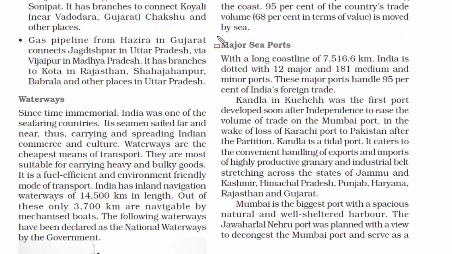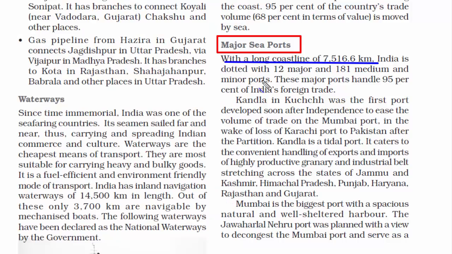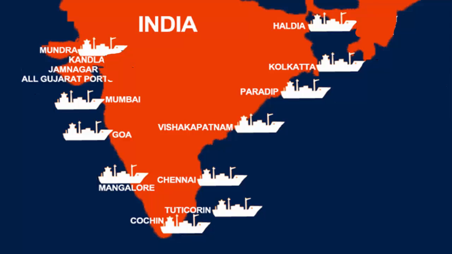And the next topic is major seaports. Now India has a coastline of around 7,516 kilometers, and we have 12 major and 181 medium and minor ports, and 95% of our foreign trade is handled through these seaports. So I'll just show you all the seaports of India on a map. Just have a look at it.